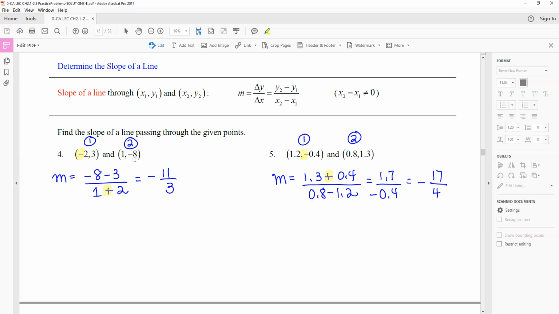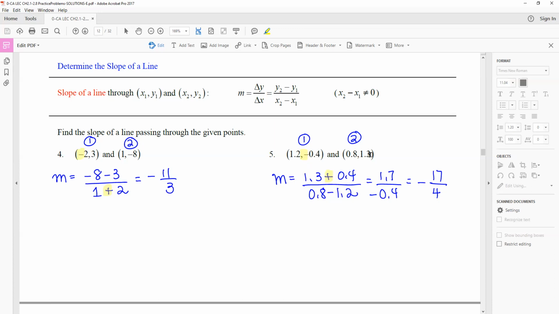So we take the y value of point 2 minus the y value of point 1. Negative minus a negative gives you right here this 3. So we have -8 minus 3. I showed that wrong a moment ago. Now we move to the x values in the denominator. 1 minus -2. This simplifies to -11 over 3, which is your slope.